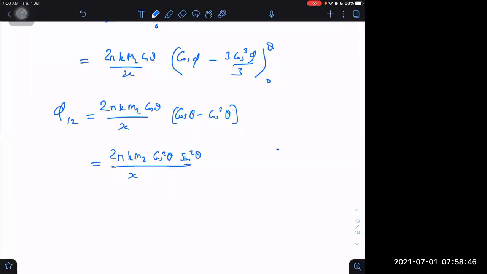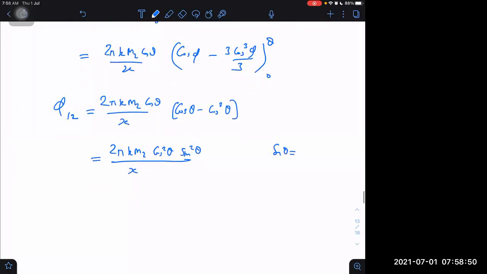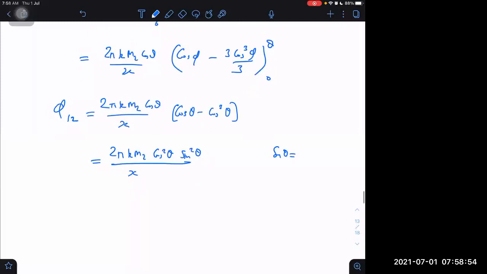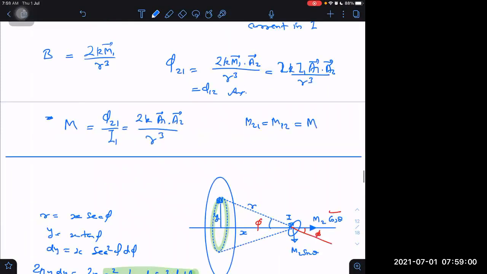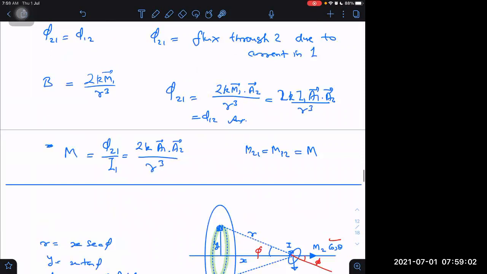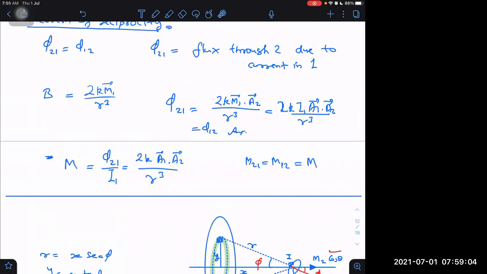Next, what is sin theta? Sin square theta. We can write that, but I want to get the answer in those terms which we had written before. I was expecting the same answer as before, because mutual inductance is the same, A1 dot A2. I want to write the answer in those terms, and R should also be there. How to write in terms of R?